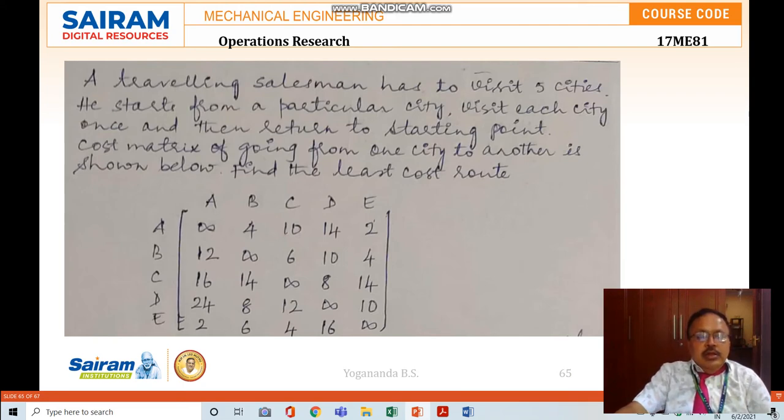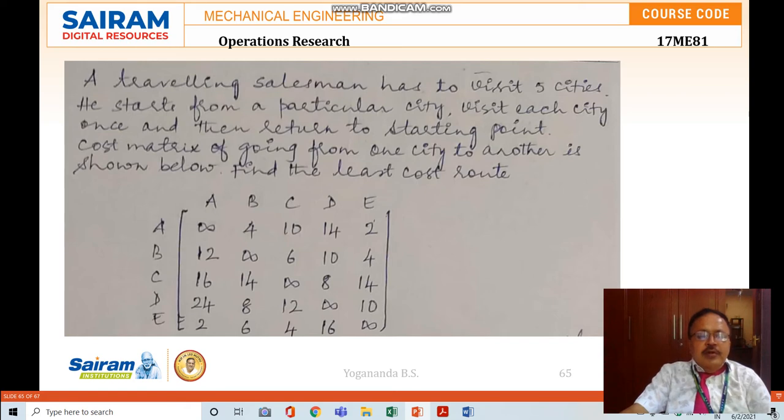So here in this example, the traveling salesman is assigned 5 cities. He needs to cover all the 5 cities at least once. He can choose his sequence of visiting the places. Here the cost matrix is given, which is the transportation cost.